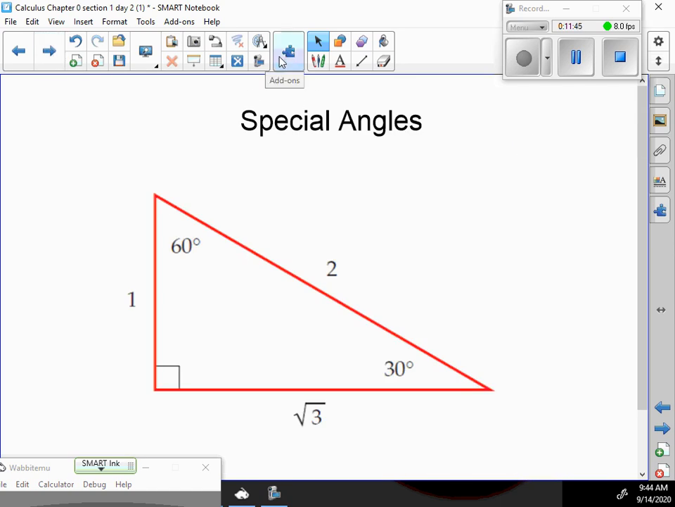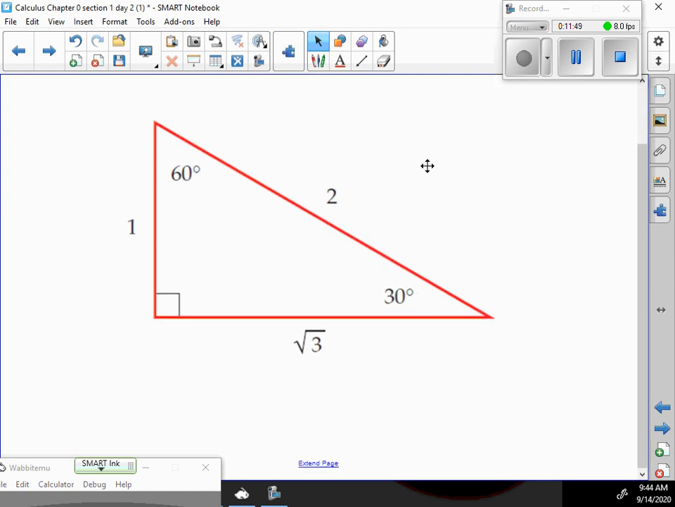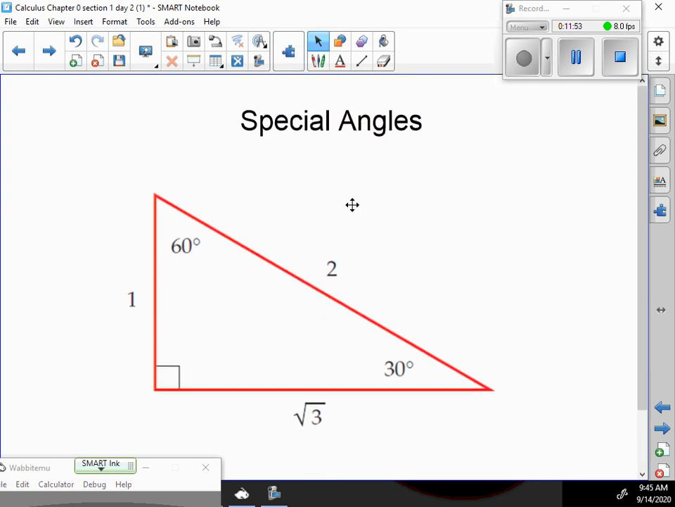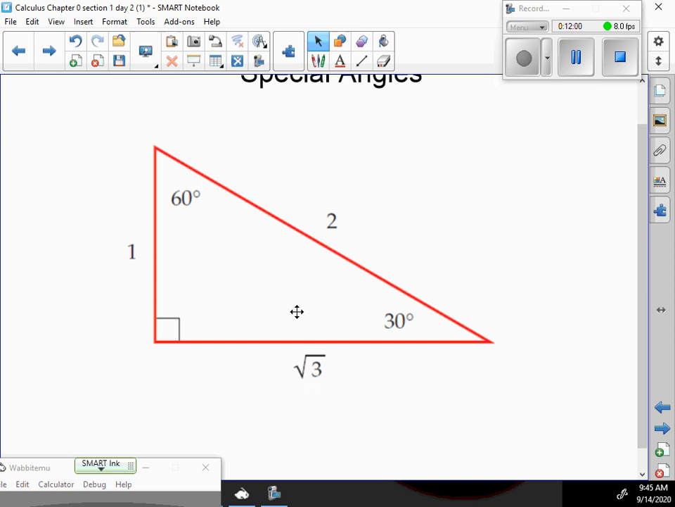That takes us to special angles. Oh, they're so special. You're going to see a lot of triangles that end up being 30, 60, 90 or 45, 45, 90. What you'll find is that we end up with a short side in a 30, 60, 90 triangle. So this is our short side. Square root of 3 is a little longer than 1.